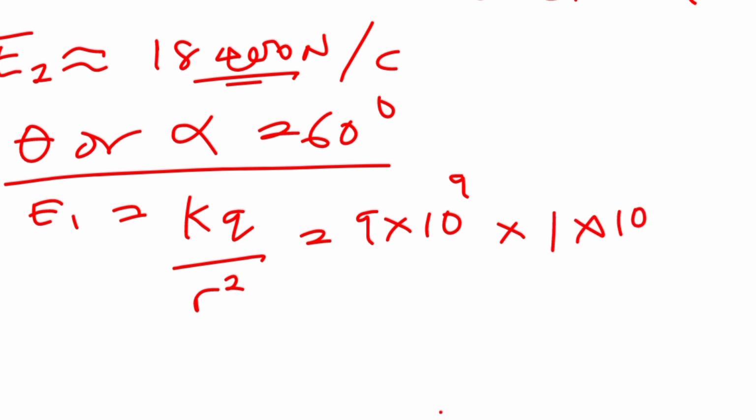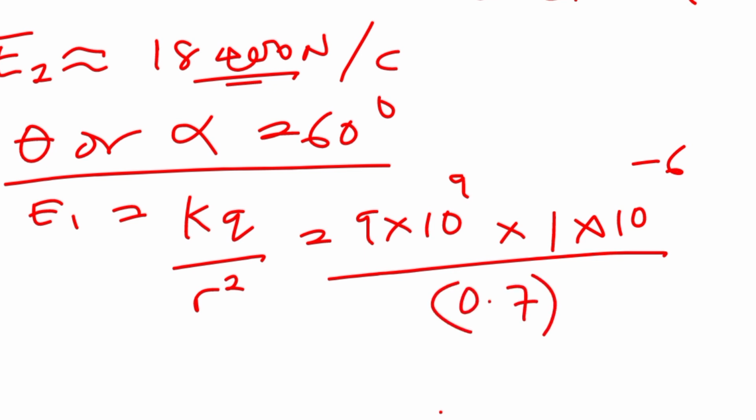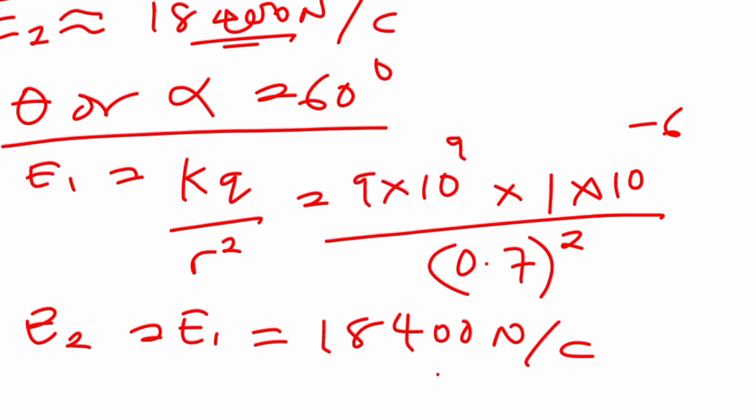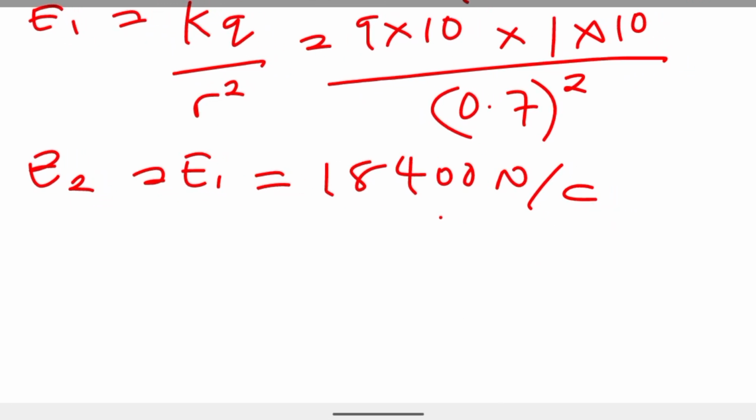So we'll just get minus 6 divided by 0.7 squared. This will be the same thing as what? E2 definitely equals E1, right? And equal to a value of 18,400 Newton per coulomb. So therefore, we've calculated for E2 and E1.